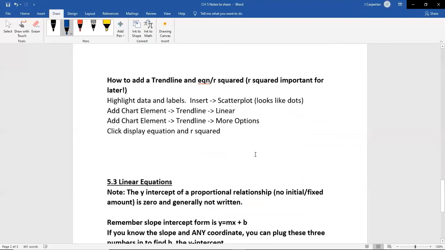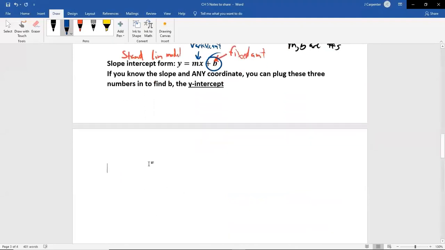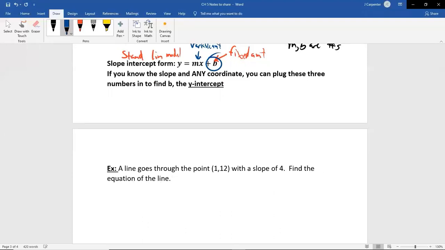All right, so, oh, I don't have the example type. That's what threw me off, but I know what it is. A line goes through the point (1, 12) with a slope of 4. Find the equation of the line. This example right here relates to what I just talked about: the slope-intercept form, along with, if you know a point and a slope, you can find everything else.